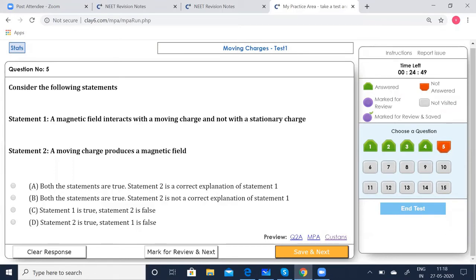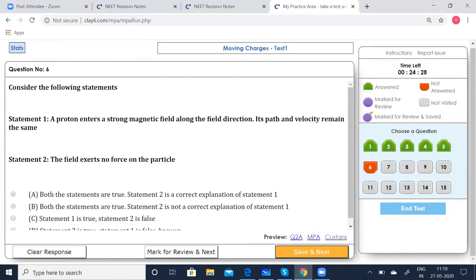So you can say the magnetic field interacts with the moving charge and not with the stationary charge. Yes, that is a true statement. You all know that a magnetic field will interact only with the moving charge and not with the stationary charge, and only a moving charge can produce a magnetic field. So both the statements are true. So option A is correct. Go to the next.